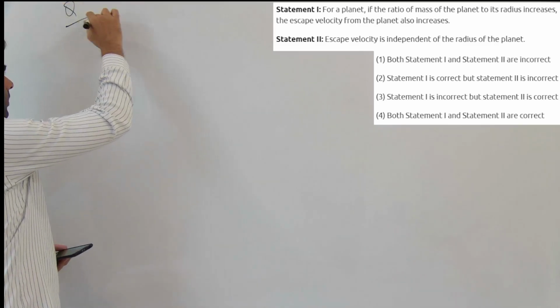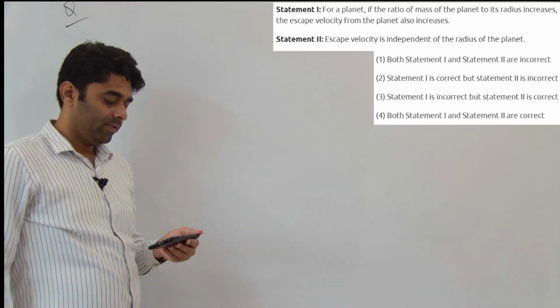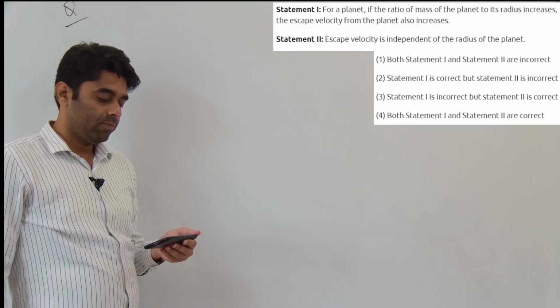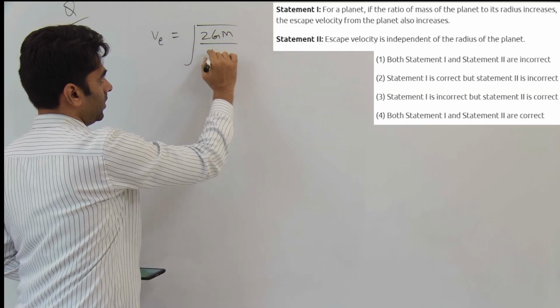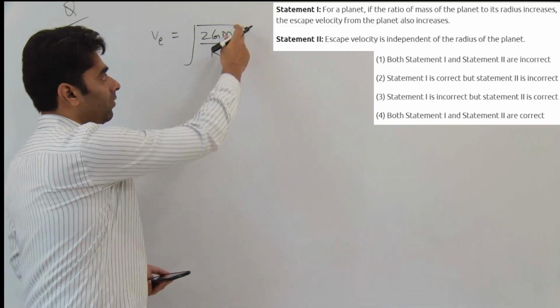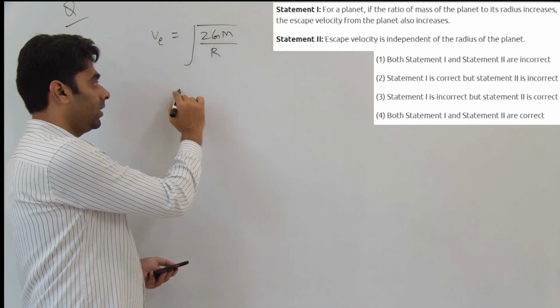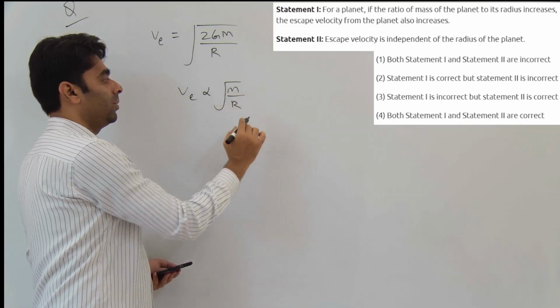Next is a theoretical question. Two statements are there. Let us look at it. For a planet, if the ratio of mass of planet to its radius increases, the escape velocity from the planet also increases. Continuously, we have got 2-3 questions from escape velocity. So if the ratio of mass by radius increases, obviously v will increase. It is correct because escape velocity is directly proportional to root over m by r. So the ratio will increase, and this will also increase.